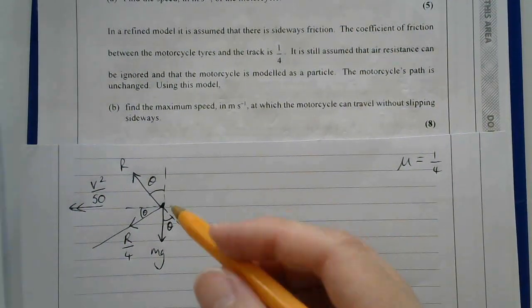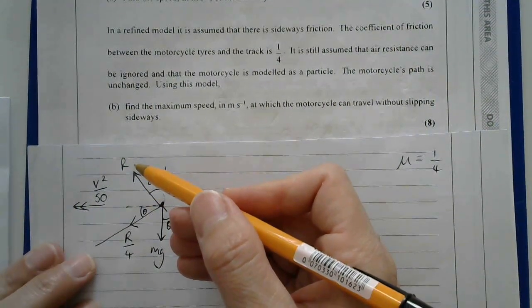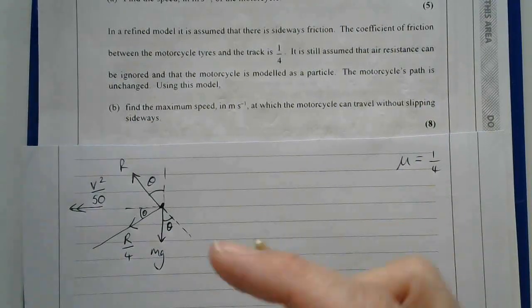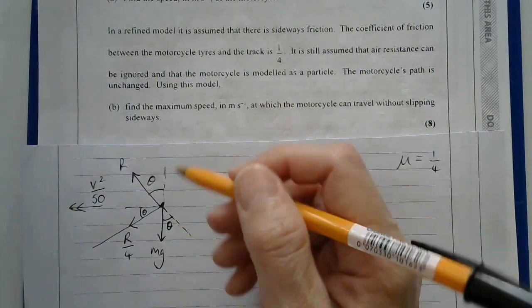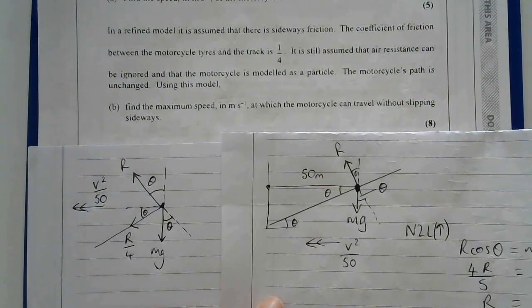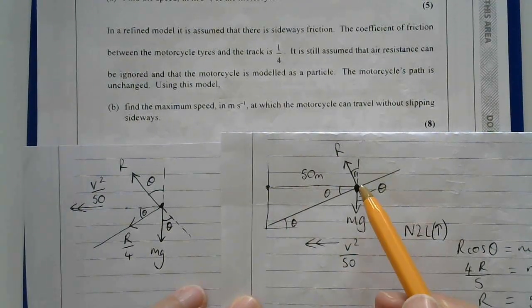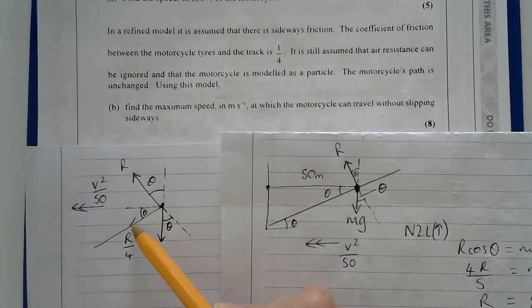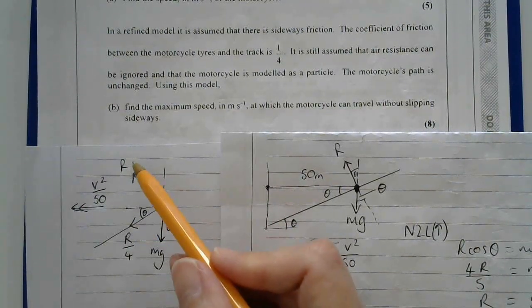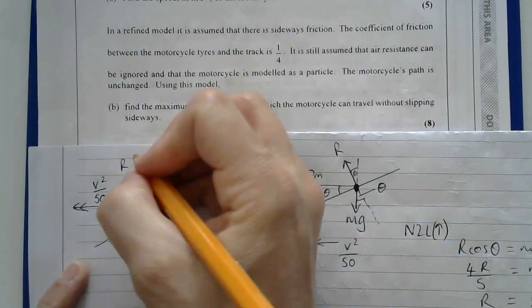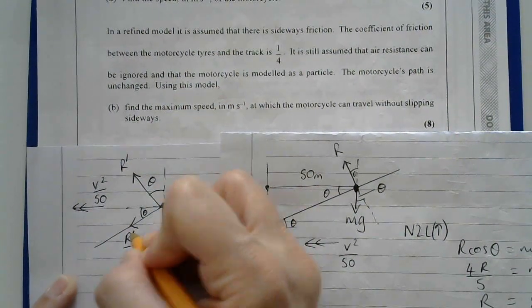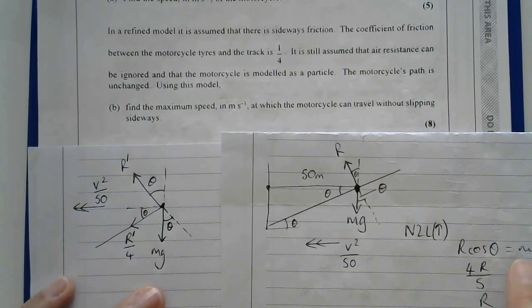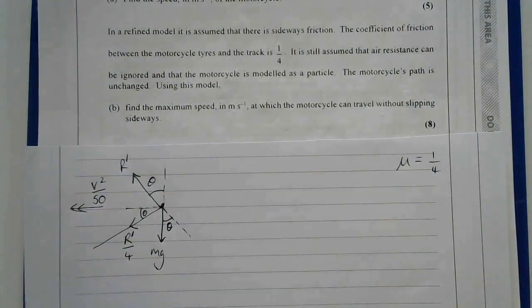Okay, so now this R is not the same as the R in the first part of the question. Why not? Because looking in this direction, things have changed. Before I just had R and mg, but now I've also got this R over 4, which is going to affect this value of R. So this R is different to the previous value of R that I had. So I definitely can't use the value of R that I had previously.